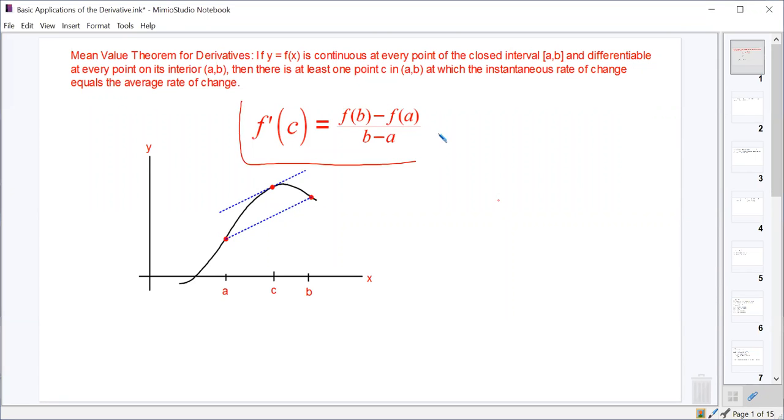Or in more algebraic terms, there's one place, c, where f prime of c is equal to f of b minus f of a over b minus a, right? Where the average rate of change is equal to the instantaneous rate of change at some point. That's the mean value theorem for derivatives. A couple of points to note when you are verifying the mean value theorem or looking for values: make sure that you state that it's continuous and differentiable, and make sure you give a reason why both those things are true.